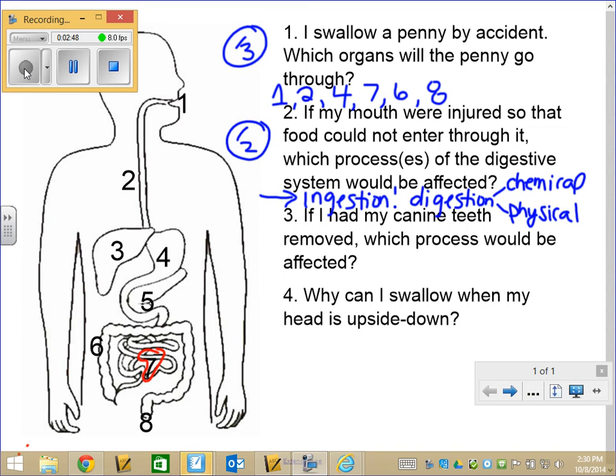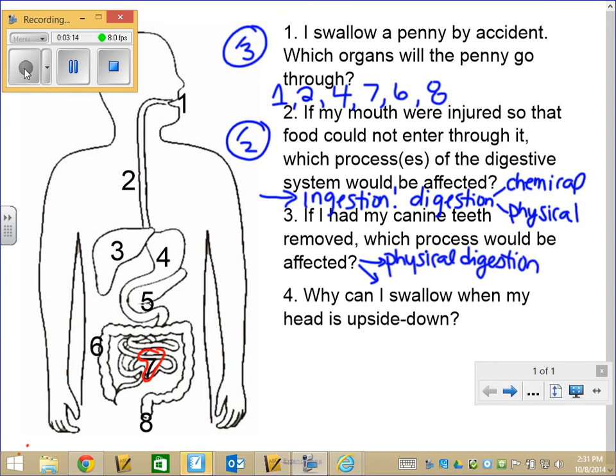Number 3 asks you if I had my canine teeth removed. So those are your, if you were a vampire, the teeth that would be long and sharp. Which process would be affected? Now, we could take this in a couple of directions. We could talk about the general process that your teeth do. And the general process that your teeth do is physical digestion.